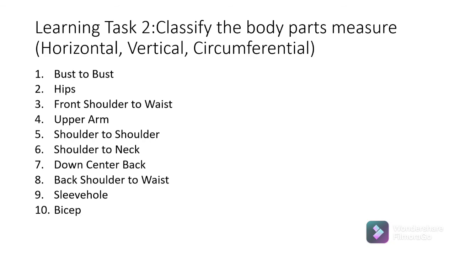So number 1, bust to bust. That is horizontal. Number 2, hips. That is circumferential. Number 3, front shoulder to waist. That is vertical. 4, upper arm. That is vertical. 5, shoulder to shoulder, horizontal. Next, 6, shoulder to neck, that is still horizontal.